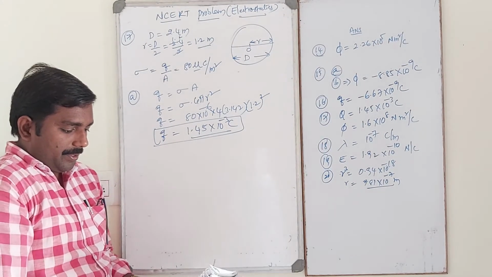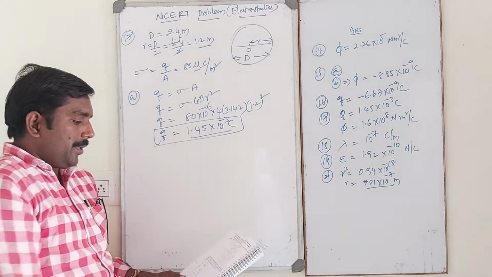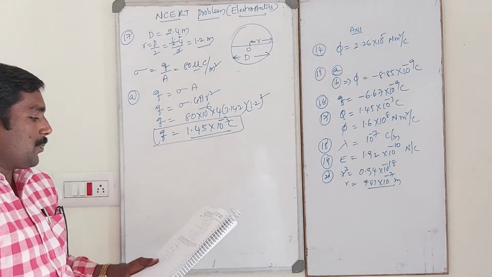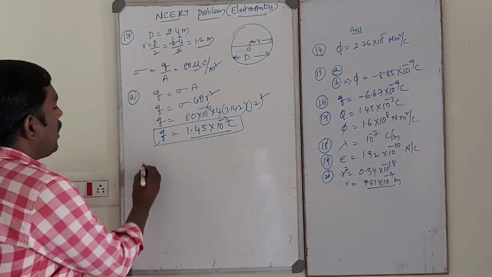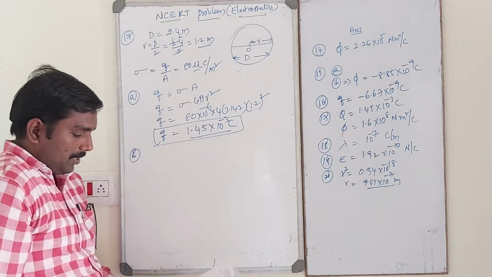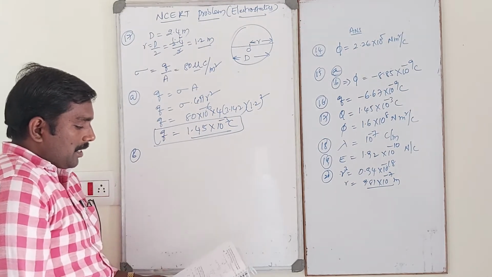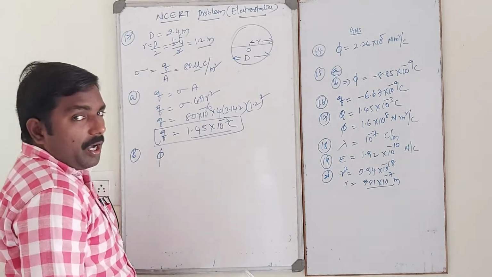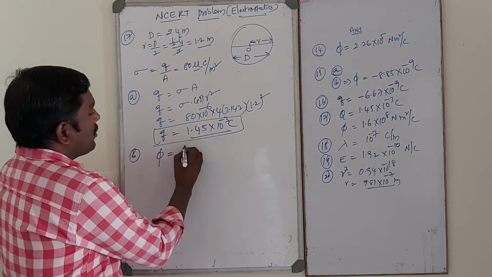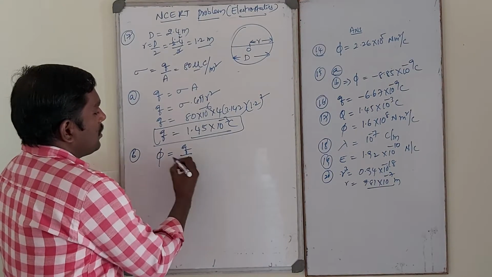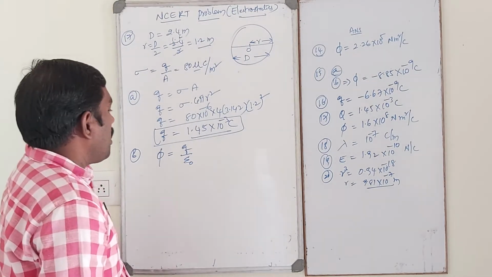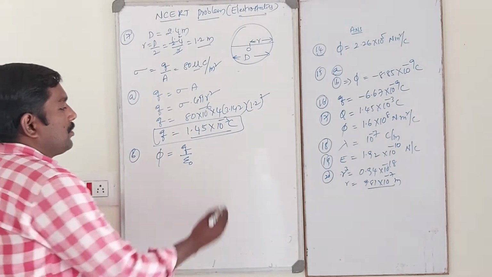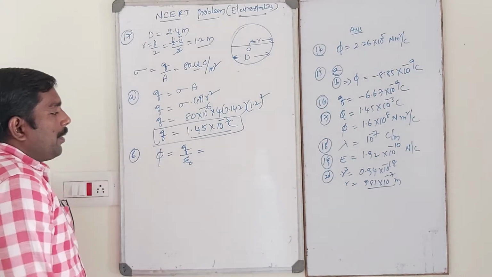Next, B. This is the charge on the sphere. What is the total electric flux leaving the surface of the sphere? Then according to Gauss law, total electric flux in any closed surface is nothing but Q by epsilon naught, where epsilon naught is the permittivity of free space. So Q by epsilon naught.